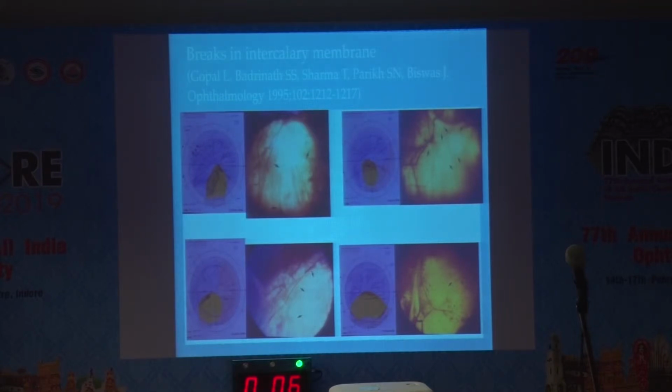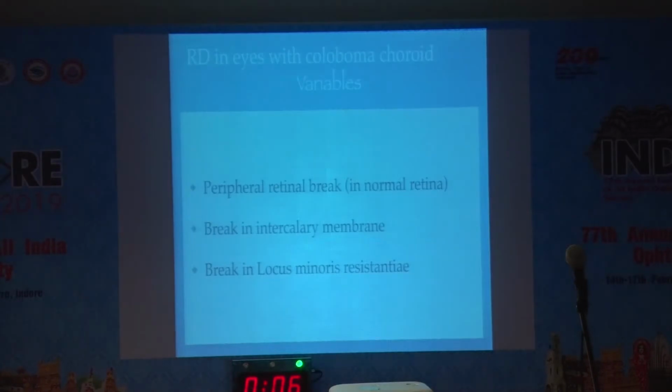Now it's not easy to appreciate the small rim of intercalary membrane detachment in all eyes that you see, like microphthalmic eyes with severe nystagmus. It may not be easy to detect the presence of intercalary membrane detachment in all the eyes preoperatively. Now let us consider the variables in the detachment. You can have a break in the normal peripheral retina, you can have a break in the intercalary membrane, and you can have a break at the locus minoris resistentiae, which is not clinically appreciable. Okay, these two are clinically appreciable, this very easily and this with some difficulty.